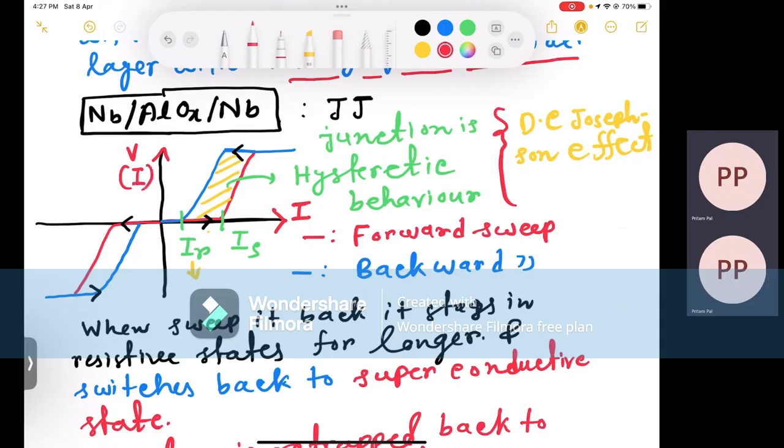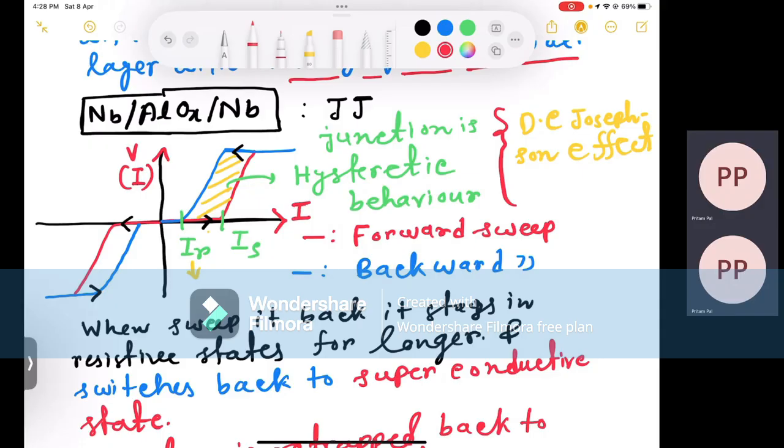The red solid line indicates when we are sweeping the external bias in the forward direction. This is called the forward sweep. And the blue solid line is the backward sweep. Consider that you are going from 0 to some nanoamps of current, and then from higher nanoamps current you are going back to 0 nanoamps. That's how the forward and backward sweeps have been established here.